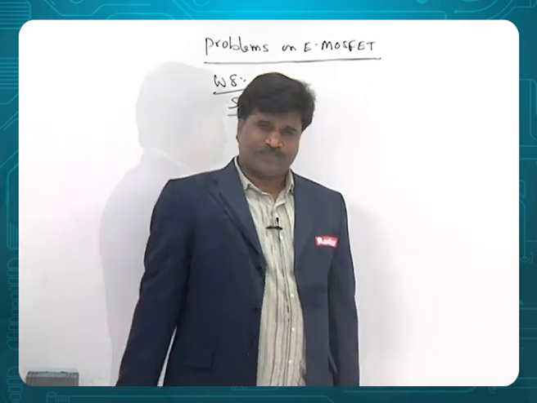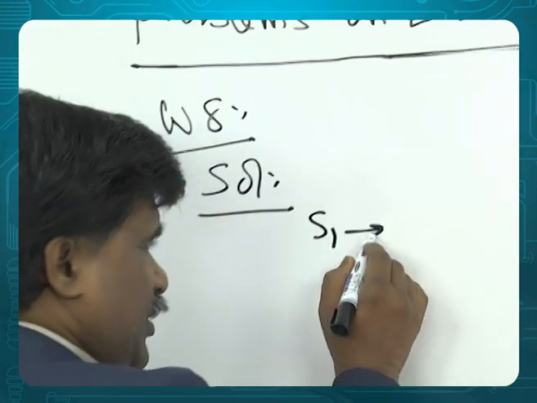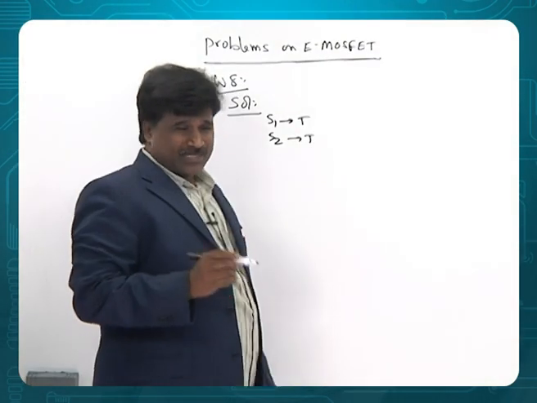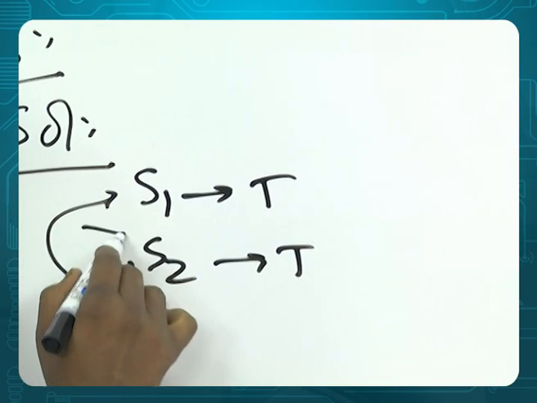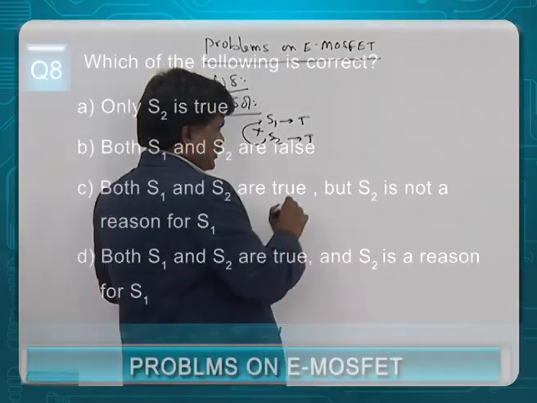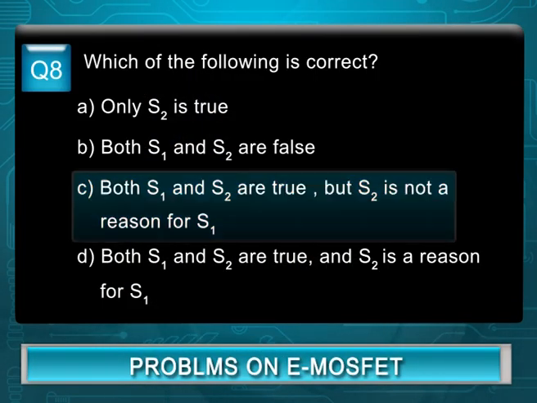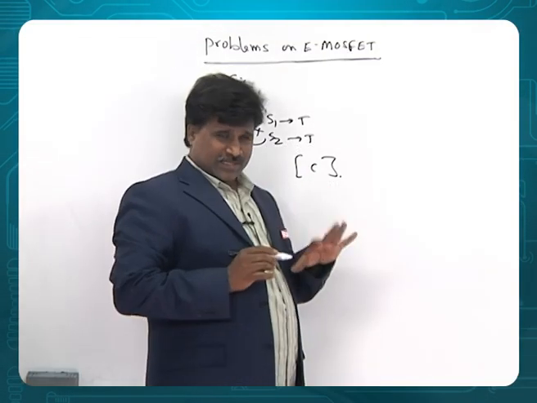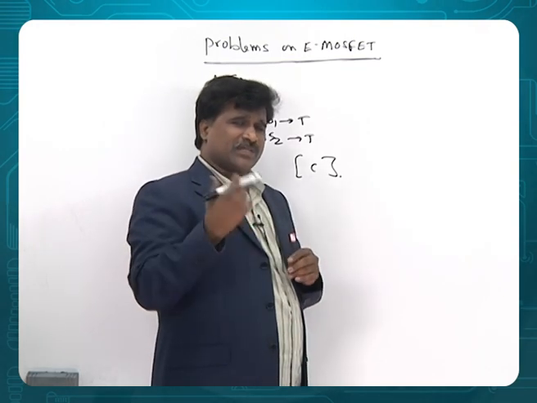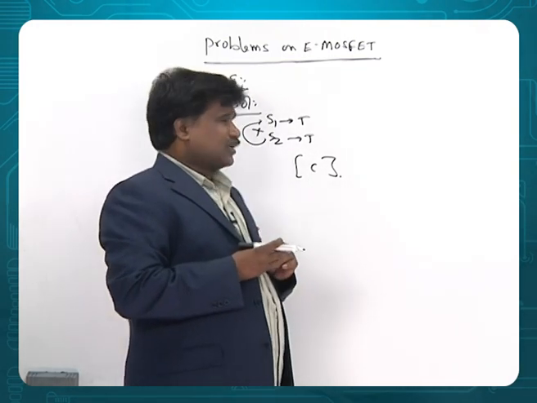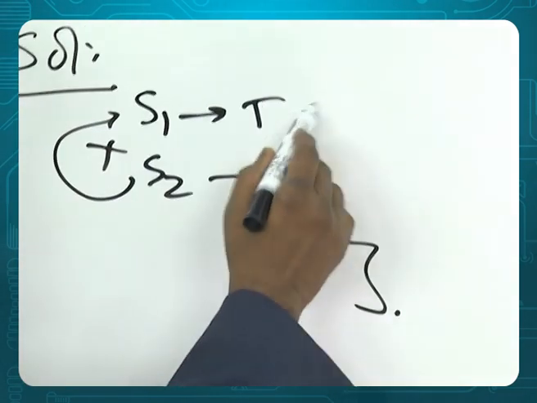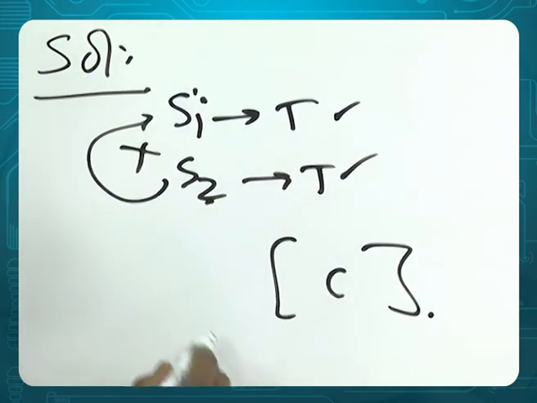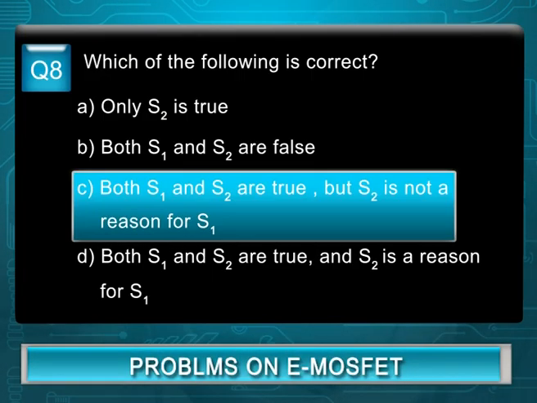Let's go to the solution. Statement 1 is true. Statement 2 is also true, but statement 2 is not the reason for statement 1. Therefore, the option is C. Both statements are true, but they are independently true; one is not the reason for the other. Therefore, you should go for C.